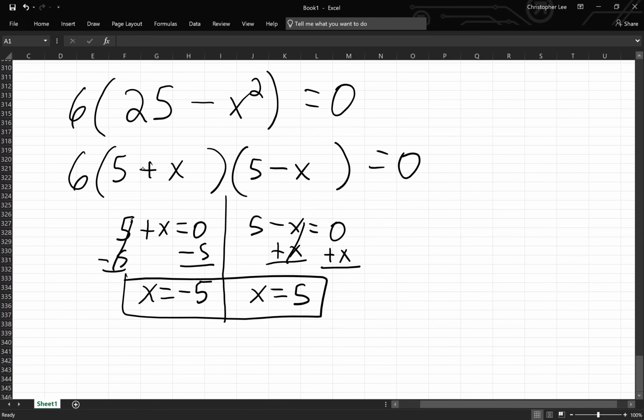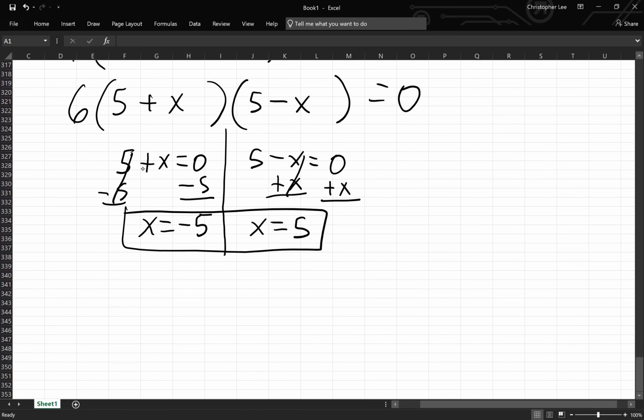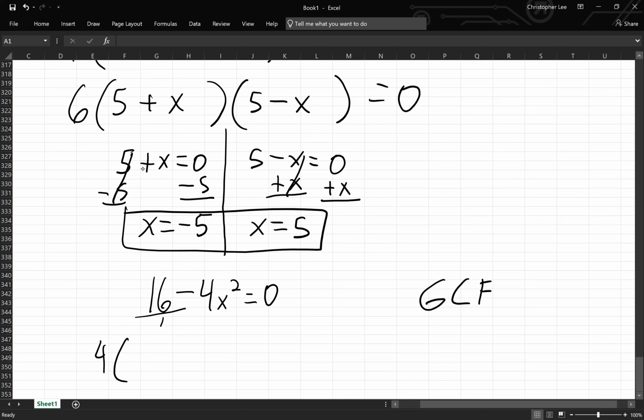16 minus 12. It's the same question though. So what's the greatest common factor? GCF, that's what you look for. All right, 4. Okay, so what's left over? 16. Okay, so I just factored 4 out. So it's like I'm dividing by 4. What's left over? 4 minus X what? Equals 0.